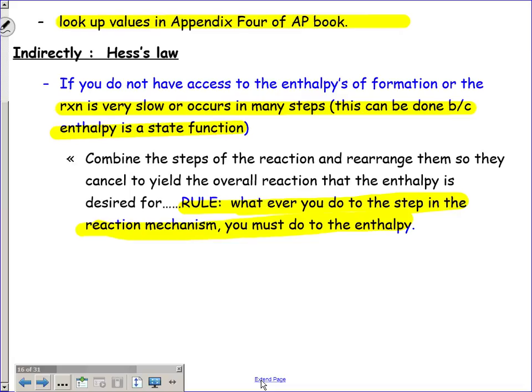Lost my actual sheets. So we still have about, not quite 10 minutes, but 10 minutes.